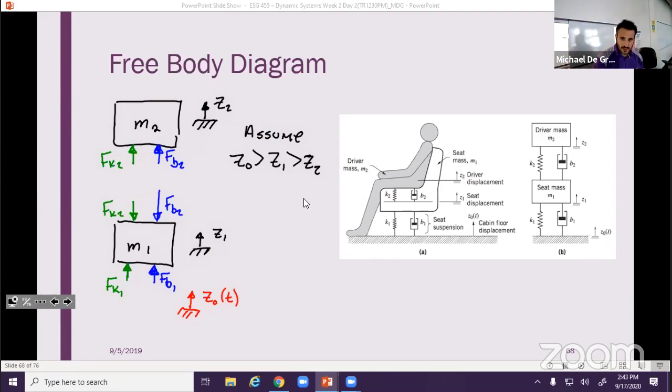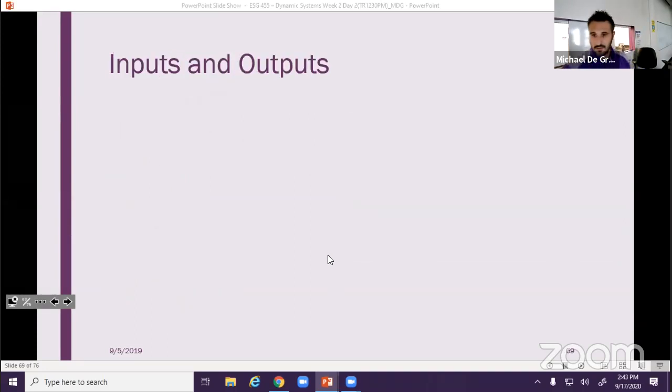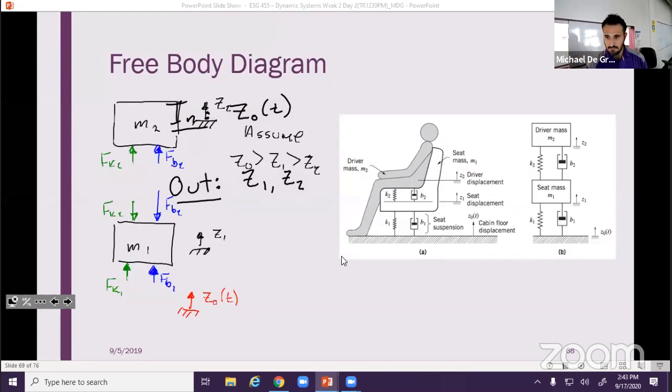All right, is everybody cool with these free body diagrams? See where they come from? They're comfortable. So what's my input? And what's my output? My input is the floor moving up. My outputs are, what do we call them? Z1 and Z2, right? So the displacement of the seat and the displacement of the driver.